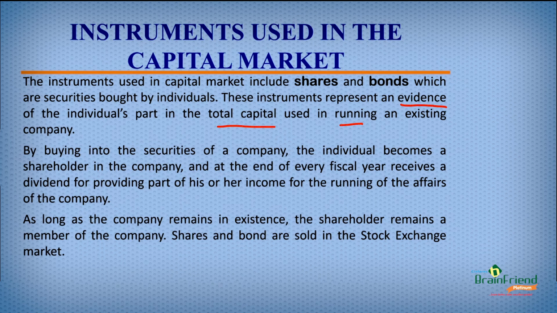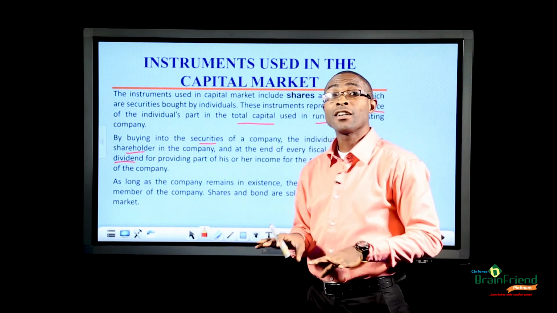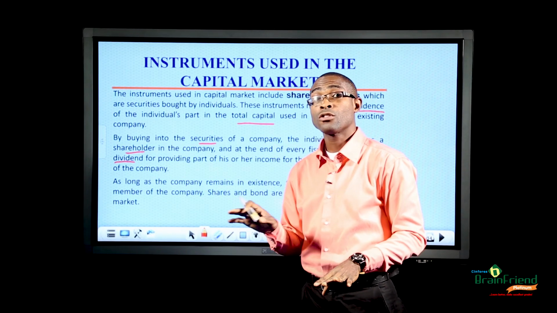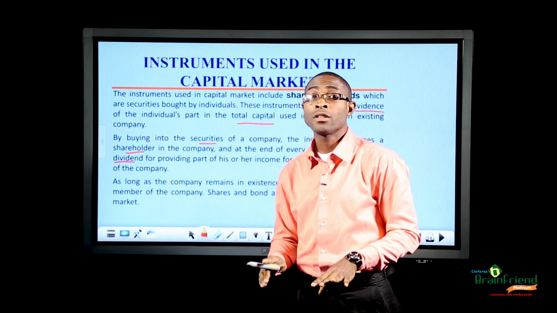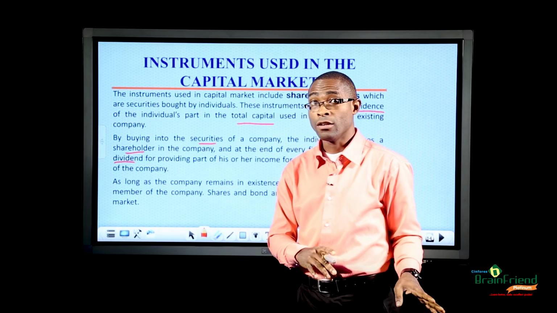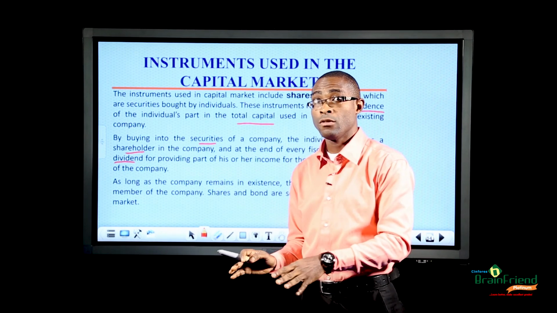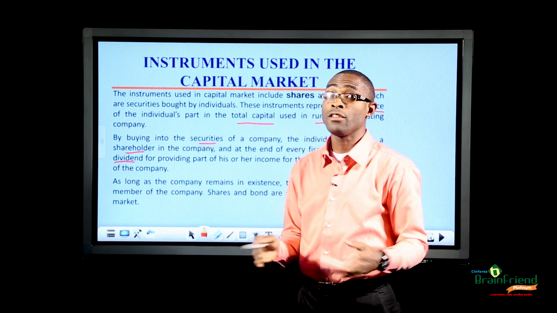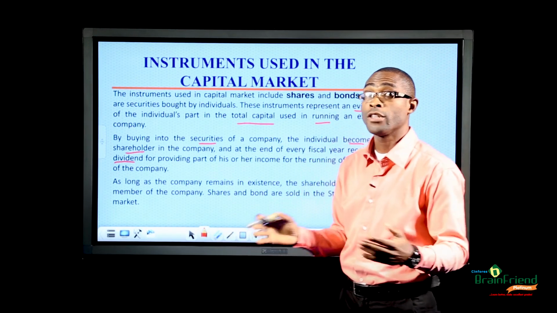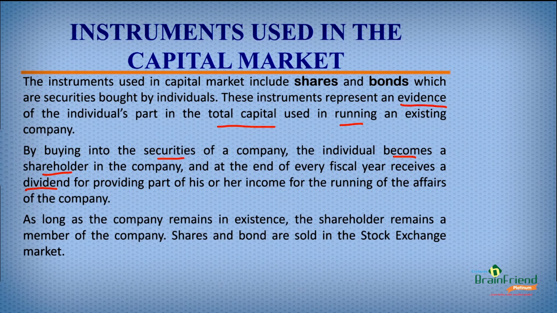By buying into the securities of a company, the individual becomes a shareholder in that company, and at the end of every fiscal year receives a dividend for providing part of his income for the running of the company. As long as the company remains in existence, such an individual becomes a member and owner of the business. If the business closes down, then the individual has lost all the income invested in the business.